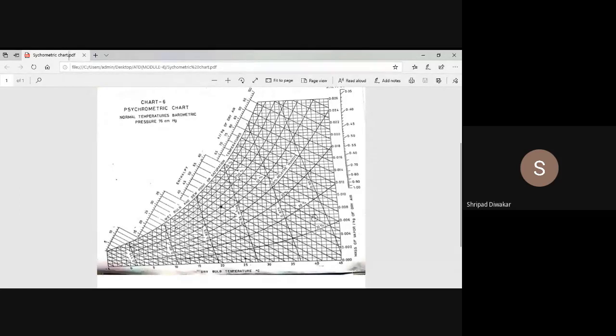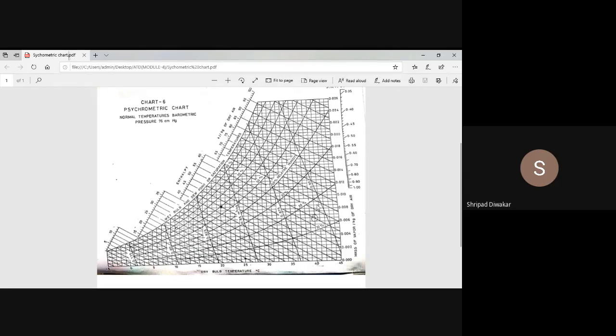Meanwhile, you can observe some more inclined lines, 1, 2, 3, 4, 5, 6. These are called specific volume lines. The many inclined lines that project from the saturation curve are the wet bulb temperature lines. Next, I said there is one more temperature, called the dew point temperature line. Dew point temperature is the temperature at which the moist air is converted into condensation form.